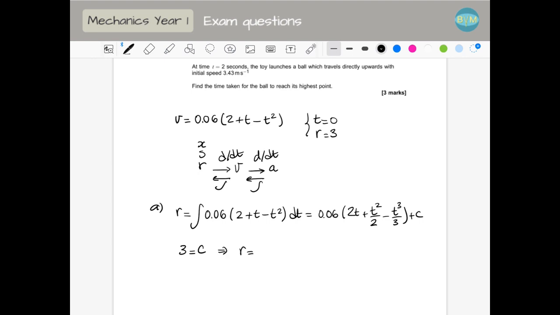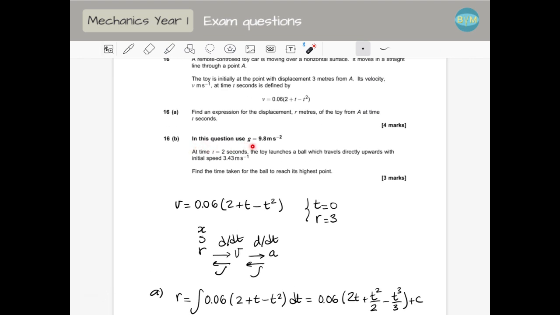So my expression is going to be, and I'm going to expand this bracket because the numbers are going to be okay. So 0.06 times 2, 0.12t. 0.06 divided by 2 is 0.03, so 0.03t². And 0.06 divided by 3 is 0.02. So minus 0.02t³ plus 3, because that's the constant of integration. And this is my expression for the displacement.